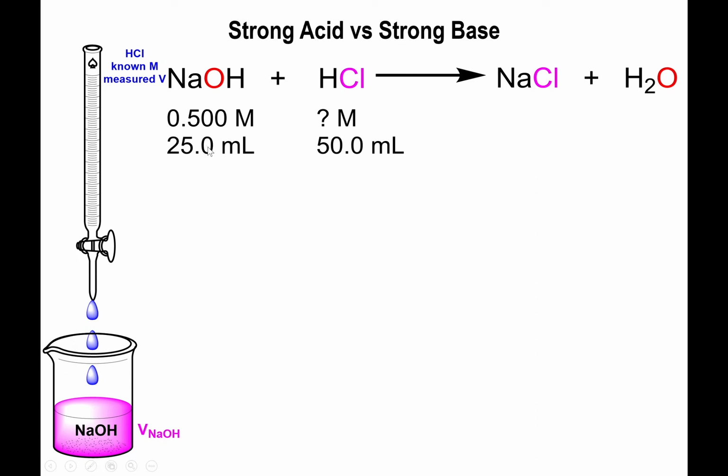In this example, I'm only going with 3 sig figs, but just be aware that when you read out the volumes from the burette, you're going to have 2 decimal places. All right, so what you do is you start with the reactant for which you have both the volume and the concentration.